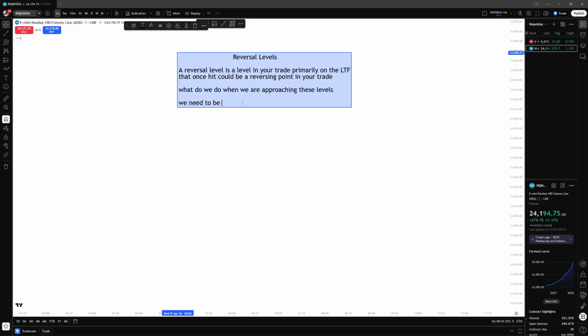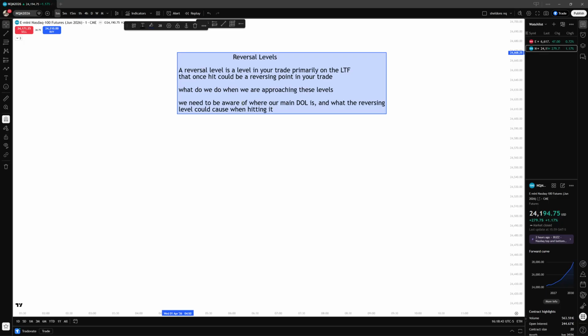We need to be aware of where our main draw liquidity is, and what the reversing level could cause when hitting it, right? So we need to be aware of where our main draw liquidity is and what the reversing level could cause when hitting it, right?